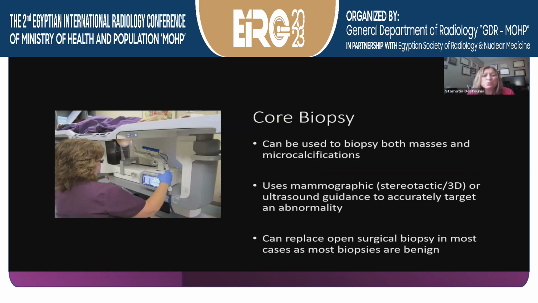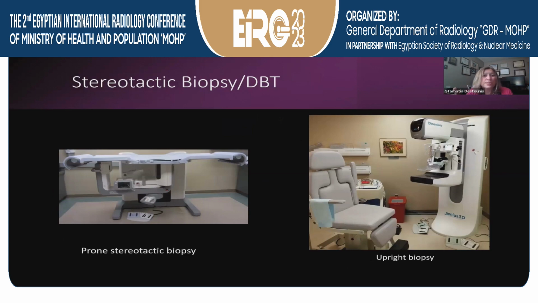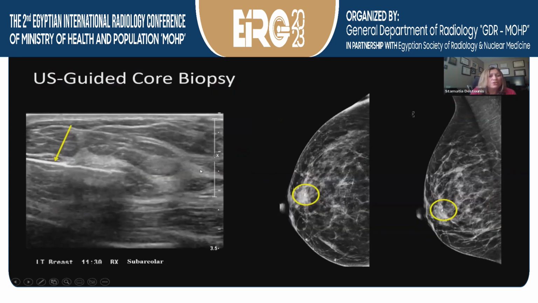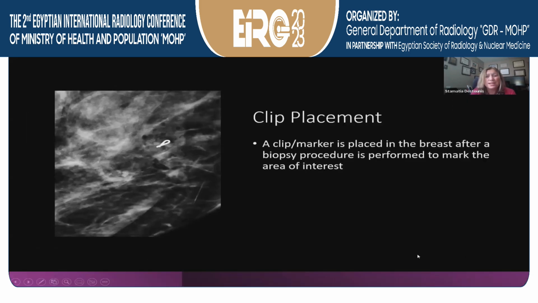Core biopsies we will do for calcifications or architectural distortion or masses, and of course it can replace a surgical excision. We do everything under tomosynthesis predominantly. This is our prone table, and we have several upright tables that we can utilize. Under ultrasound, you can see your needle coming in as you're doing the biopsy, so you can see where you are live, and we always clip everything at the end and do post-biopsy clip images.